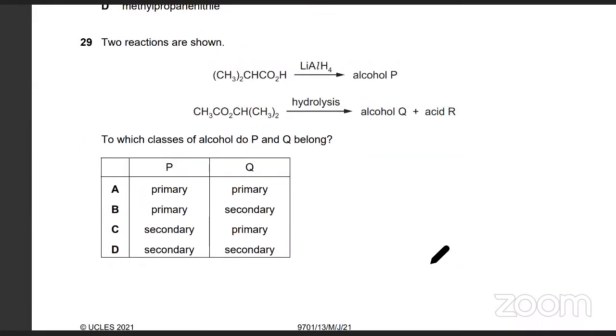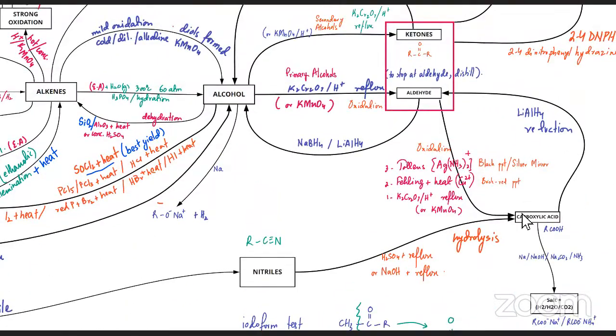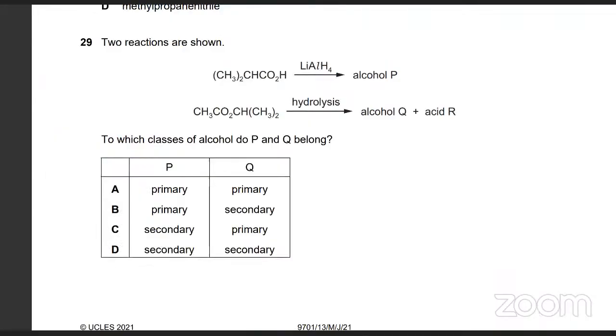As the next one, question 29, you've got this reaction. There's a carboxylic acid. What happens to a carboxylic acid when it gets reduced? So where's our chart? So carboxylic acid, this is carboxylic acid. LiAlH4 reduces it, it turns into an aldehyde, and that aldehyde will further get reduced by LiAlH4 and it will turn back into an alcohol. So primary alcohols are the ones that turn into carboxylic acid. So carboxylic acid turning back, it will turn into a primary alcohol. So this is a primary alcohol, so it's going to be option A and B.